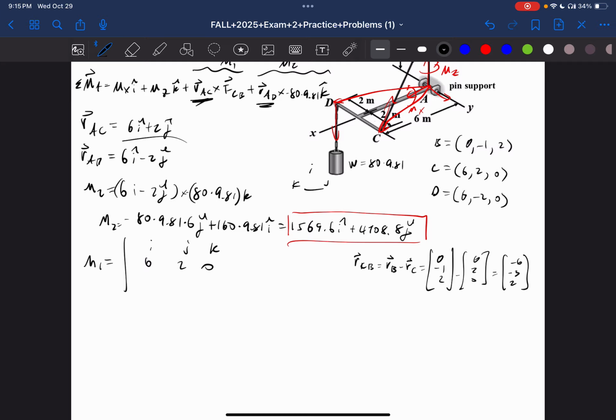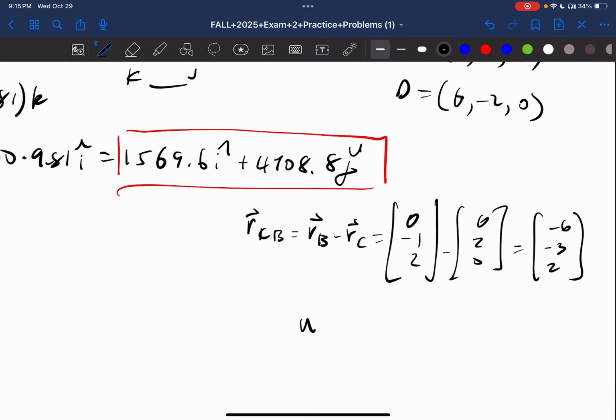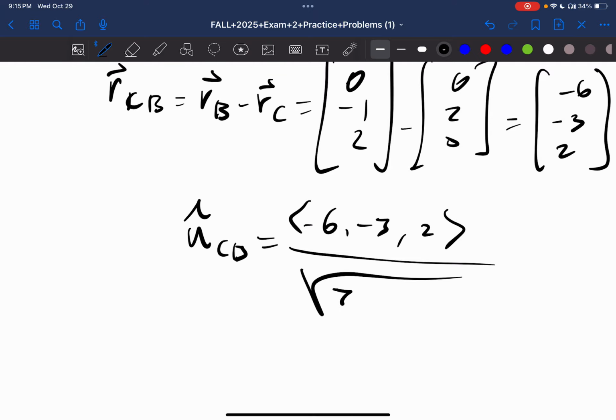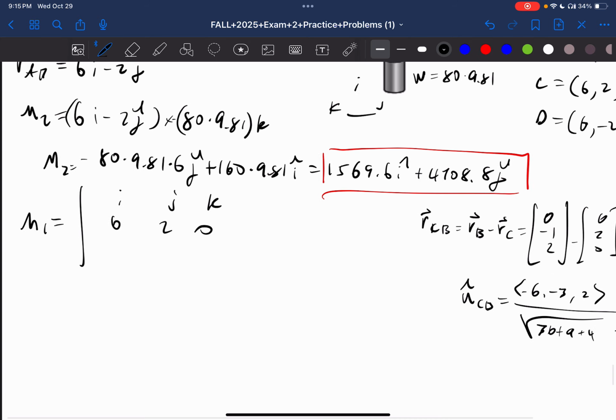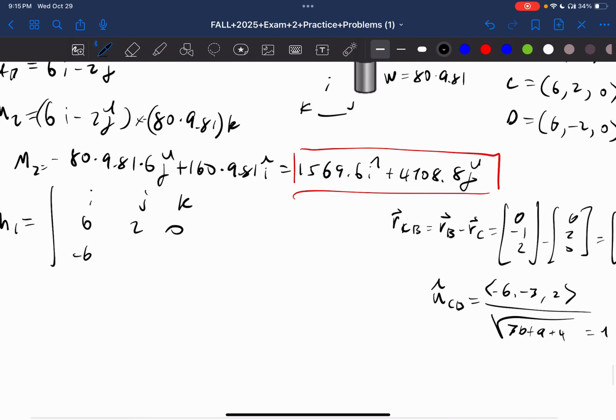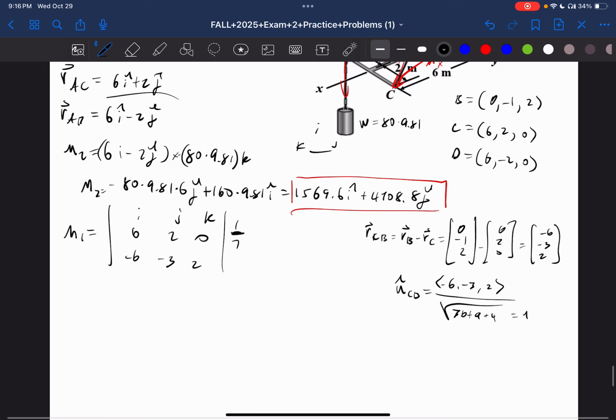That's all going to be divided by the unit vector. Sorry, I was just talking to myself. This is going to be equal to -6, -3, 2, over the square root of 36 plus 9 plus 4. This is equal to 7. We can bring the 7 out front. So -6, -3, 2. We can bring the 1/7 out front.